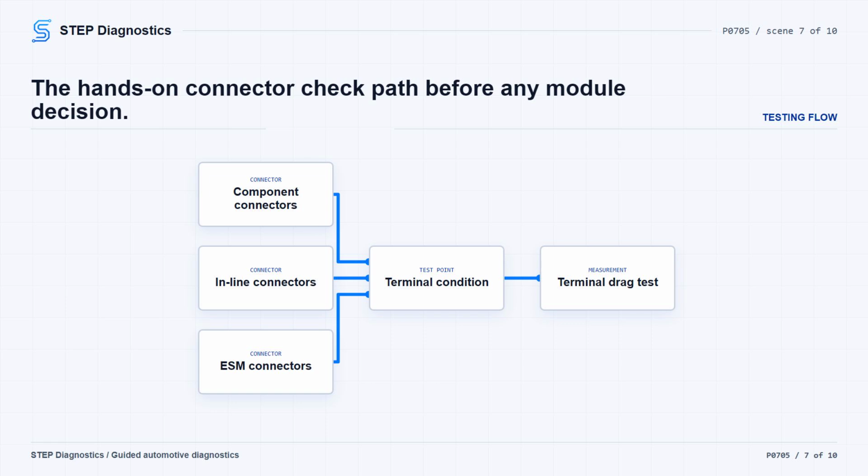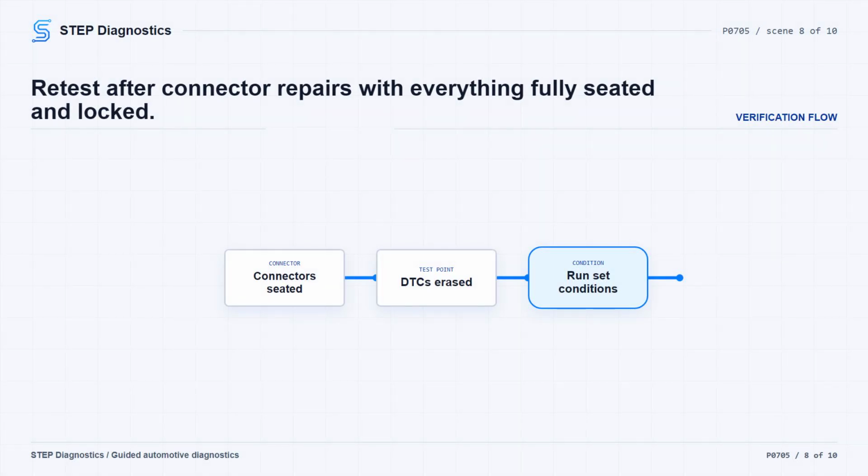Repair any conditions found. After the inspection and any needed connector repairs, reconnect the ESM harness connectors and make sure they are fully seated with the locks fully engaged. Do the same for any inline connectors, if equipped, and the related component connectors.